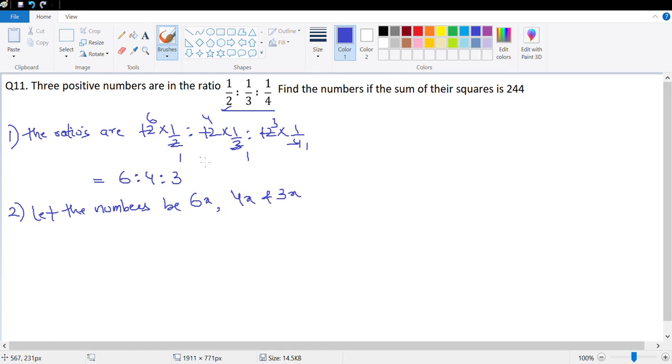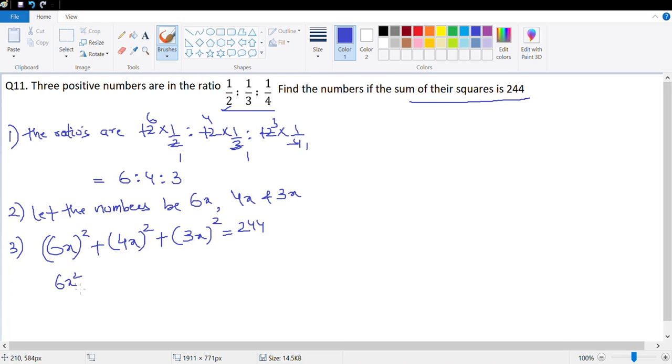Now that we've got simple numbers, easier to calculate, that's what I prefer. If the sum of their squares is 244, which means 6x whole square plus 4x whole square plus 3x whole square is equal to 244. That's a common mistake which students would end up doing. They would write it as 6x square. Please note this is not 6x square. This is the square of 6x, which means 6x whole square. So this would become 36x square plus 16x square plus 9x square is equal to 244. 36 plus 16, that's 52, plus 9, 61.